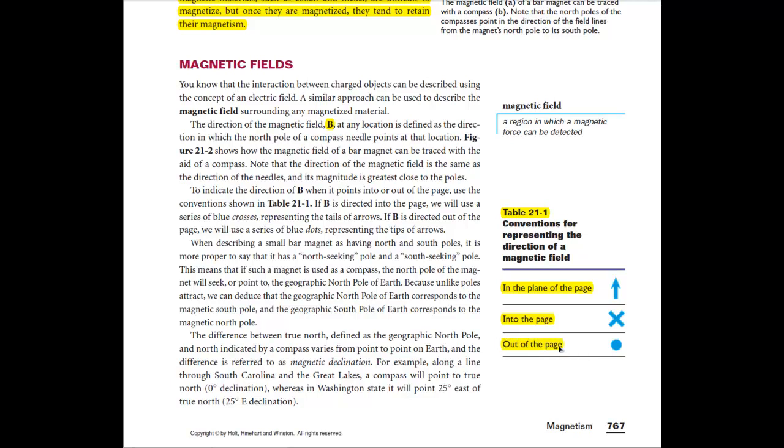Out of the page is represented by a dot. So coming up at you from your book, up at you from your test paper, out at you from your computer screen. We use a dot to represent that.